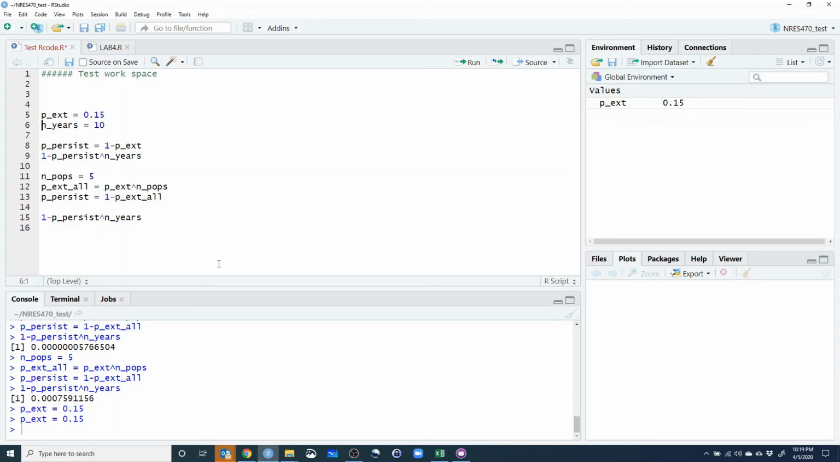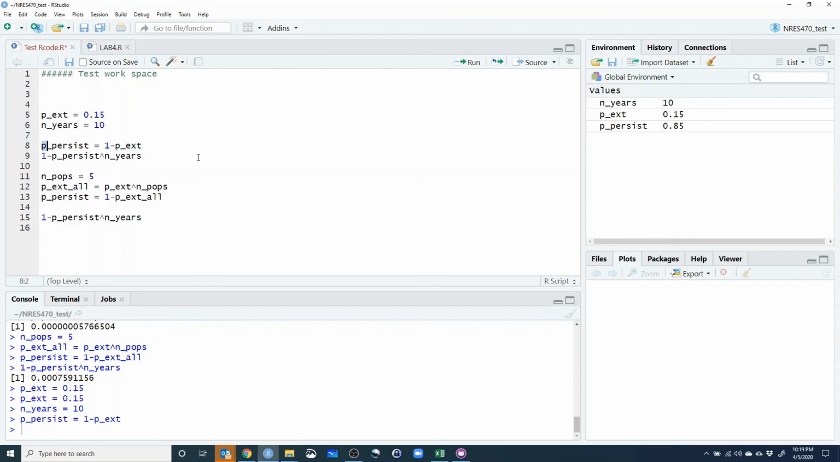15%, and the number of years that we're going to model this is 10 years, all right? So this probability of persistence is 1 minus the probability of extinction, all right? So if you didn't go extinct, you persisted, and that will produce the number 0.85, so 85% probability of persistence. Now, we take the probability of persistence and we multiply it by itself 10 times to get the probability of persistence for 10 years, right?